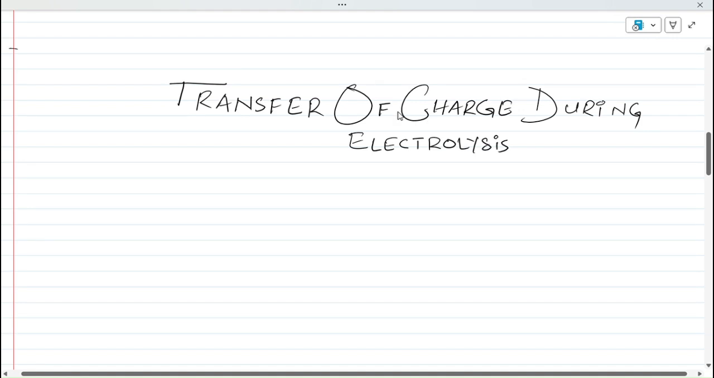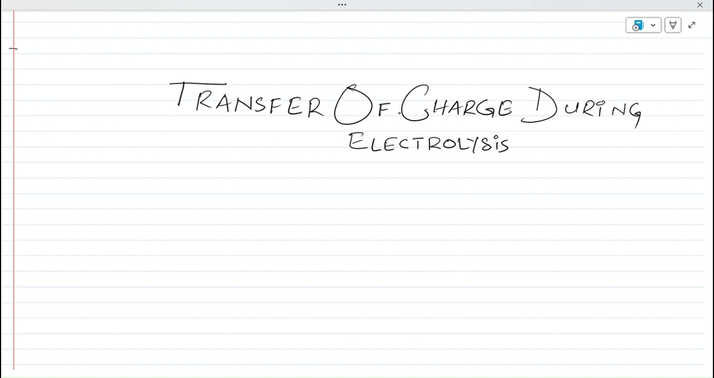If we apply the same process in the electrolytic cell, there is the positive electrode and the negative electrode in the solution. Now there are two ions, lead ion Pb2 plus and bromide ion Br minus. After some time, they will be attracted towards their oppositely charged electrodes: the bromide ion will be attracted towards the anode and the lead will be attracted towards the cathode. So the ions will travel through the electrolyte.